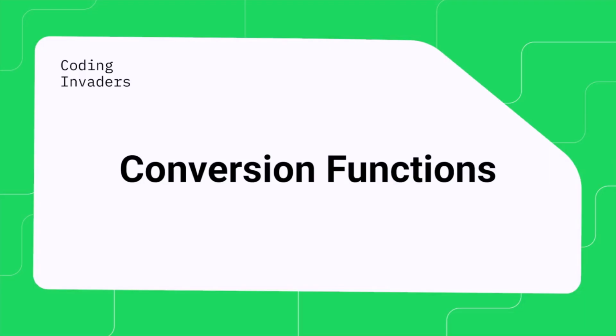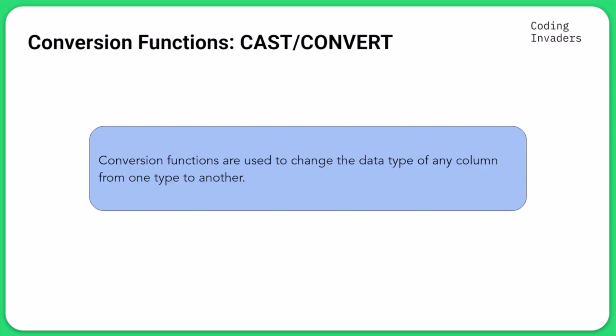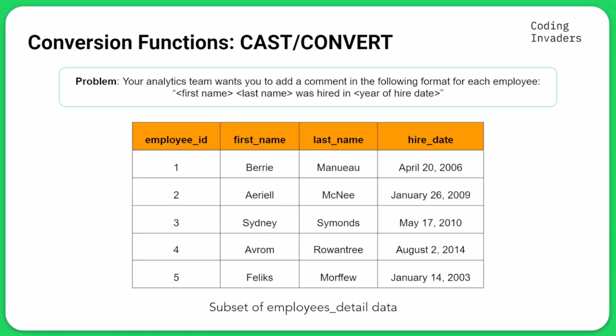Great progress so far. In this lesson, we will learn about conversion functions. Conversion functions are used to change the data type of any column from one type to another. Many times, by default, you might find that the data type of a column is not what you want it to be. So in those cases, cast or convert functions come very handy. Now let's understand this with the help of an example.